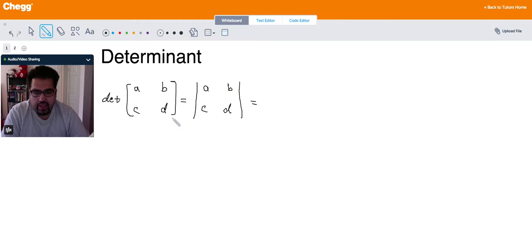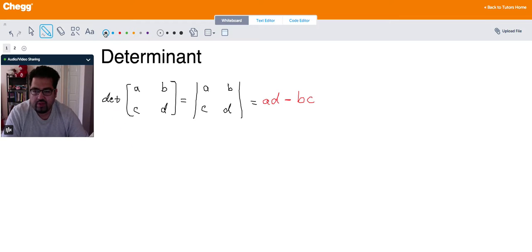For a 2 by 2 matrix, you multiply A and D together, so AD, and then you subtract the multiplication of the other diagonal, which is BC. That gives us the value of the determinant. The 3 by 3 is a little bit more complicated, and it gets more complicated as the order goes higher, like 4 by 4, 5 by 5, which I'm going to show you.